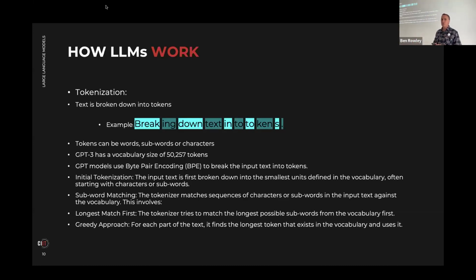So the GPT models use what's called byte pair encoding to break down the input text into tokens. So the initial tokenization will break the text down into its smallest units defined in the vocabulary, usually starting with subwords or individual characters. But what it will also do is look for the largest possible string. Okay, so what is the longest string or piece of text in the input sequence that exists in the vocabulary of tokens? So the tokenizer will try to find this first.